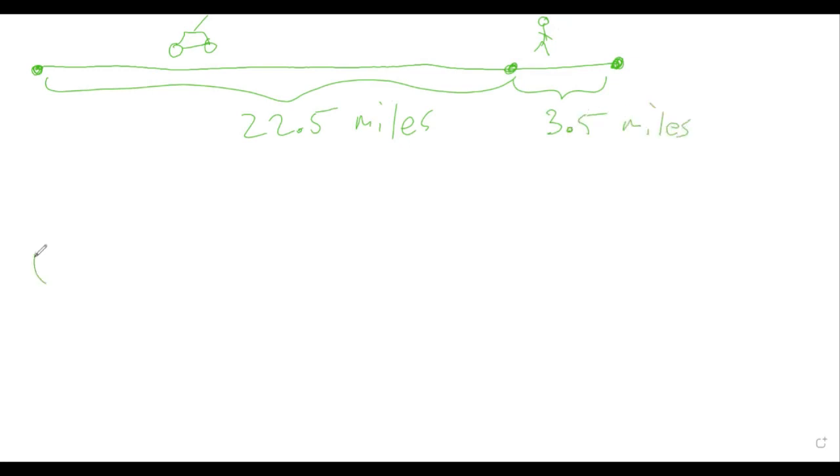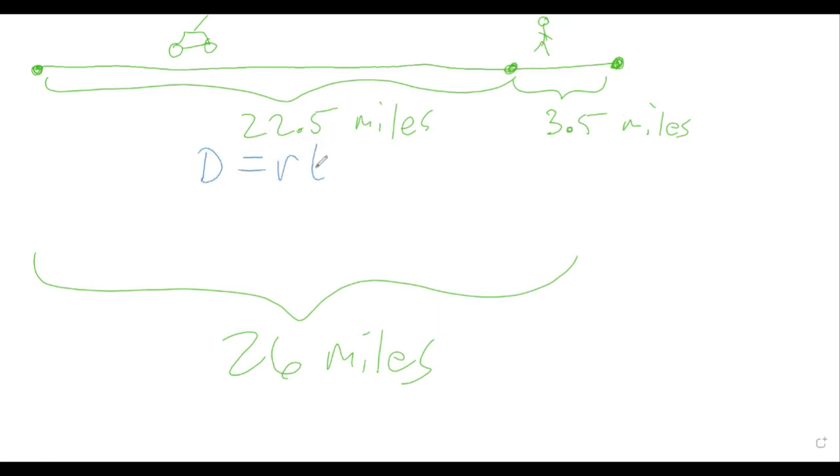So the whole trip, right? What is that? This plus this, 26. That's like a marathon, right? 26 miles. Why don't we give each component its own dirt? DRT, dirt. D equals RT. Distance equals rate times time.